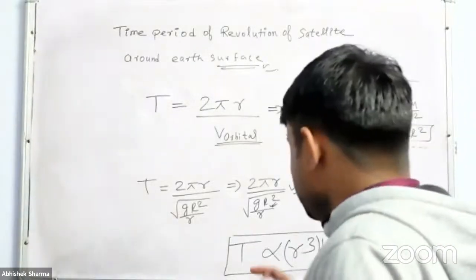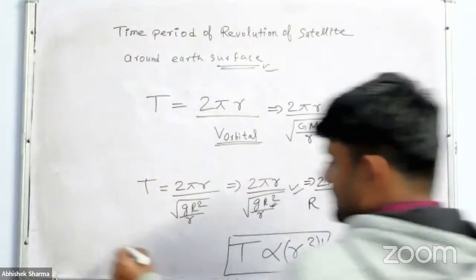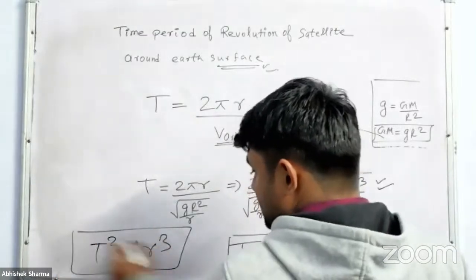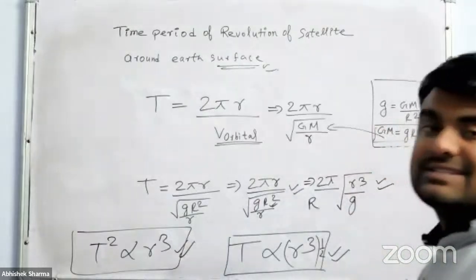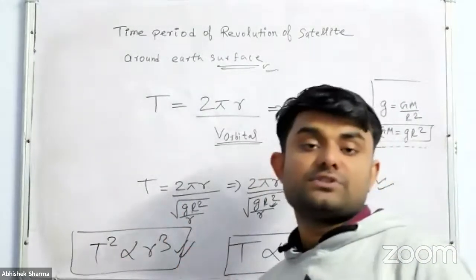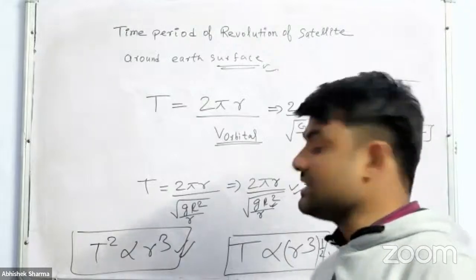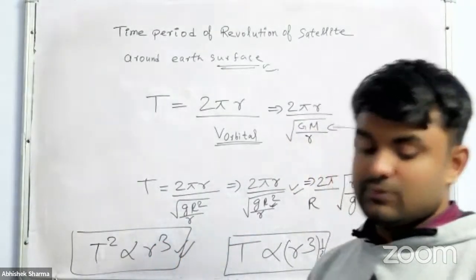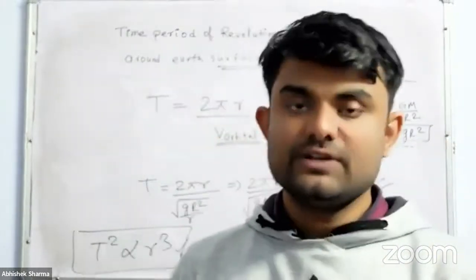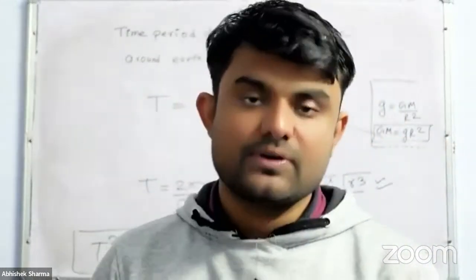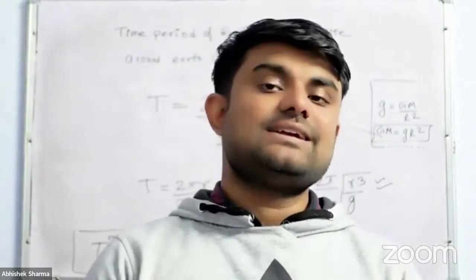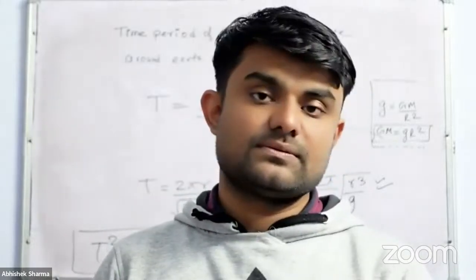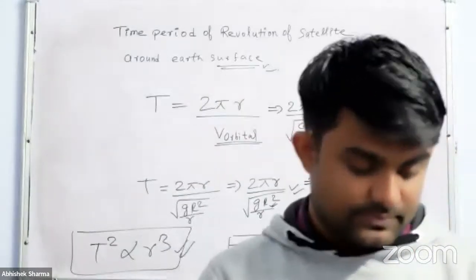So you can say like this, that the square of the time period of revolution of the satellite around the Earth is directly proportional to the cube of the radial distance. When we study Kepler's three laws of planetary motion, you'll understand that this also comes among one of the laws. Please note it down.